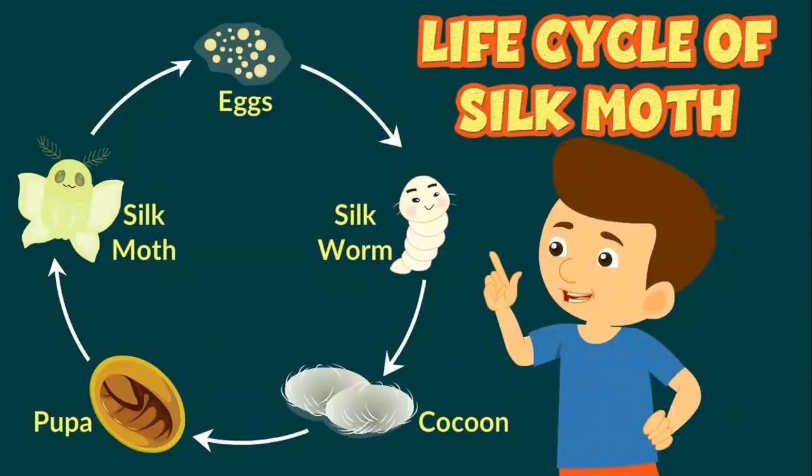Now I will explain the life cycle of a silk moth. It starts from a silk moth, of course. First, the silk moth lays eggs. Eggs form silkworms. The silkworm prepares its cocoon. Then the cocoon is in the pupa stage, and then it forms a silk moth again.